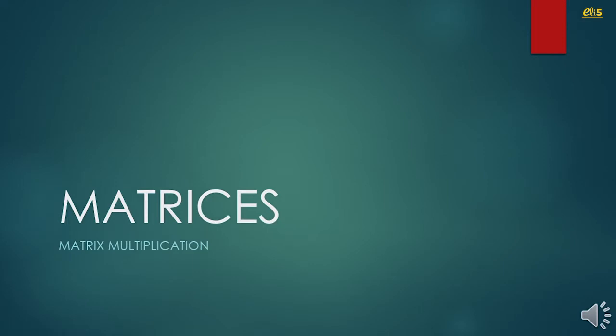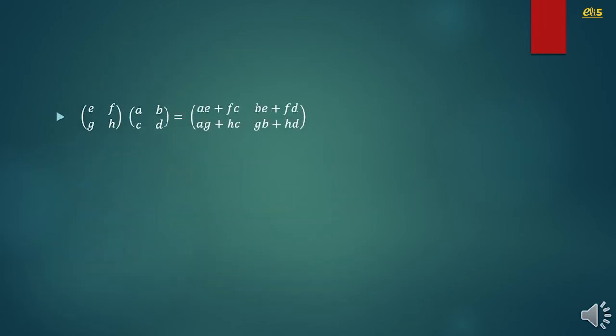Matrix multiplication. Let's get started. Let's take two 2x2 matrices, E, F, G, H, and A, B, C, D. How do we multiply them?